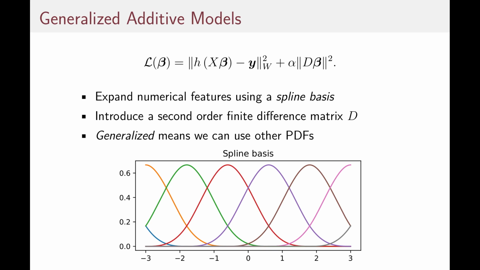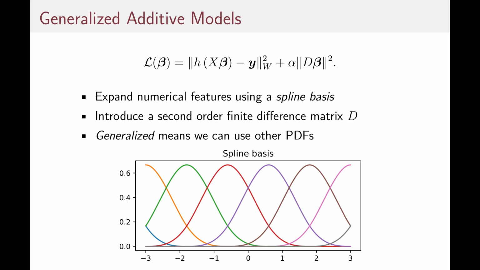The second change is that we're not going to penalize just the size of beta. We're going to introduce the 2nd order finite difference matrix D, and that's what we're going to use to penalize. And that's going to approximate the 2nd derivative.